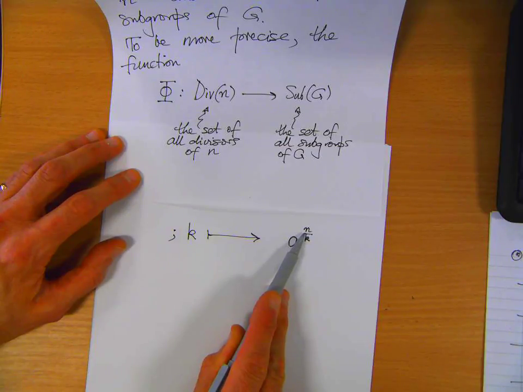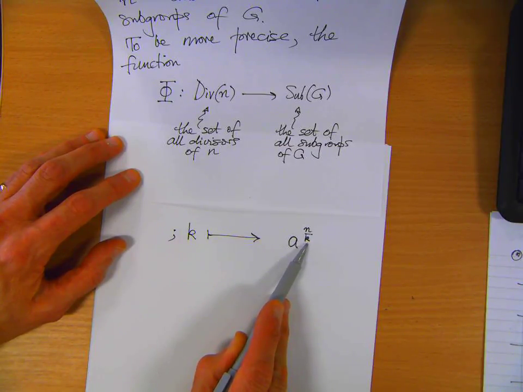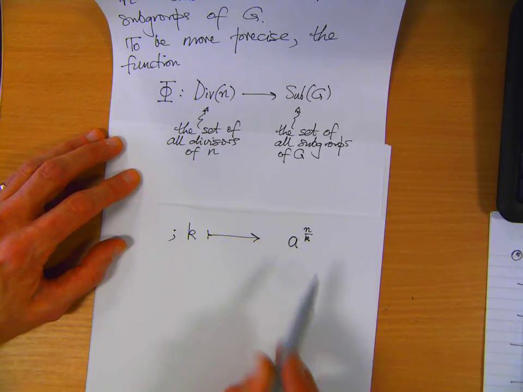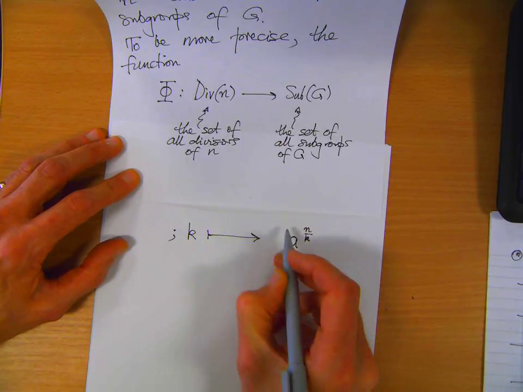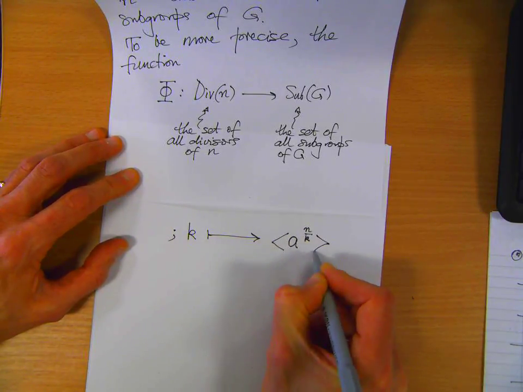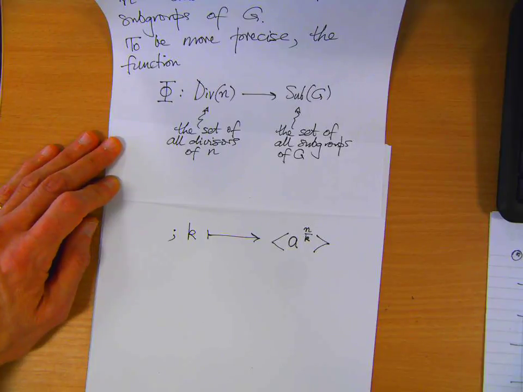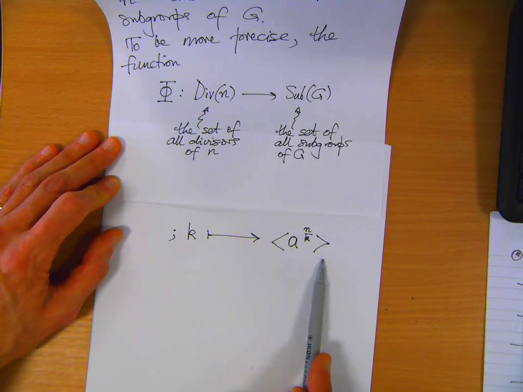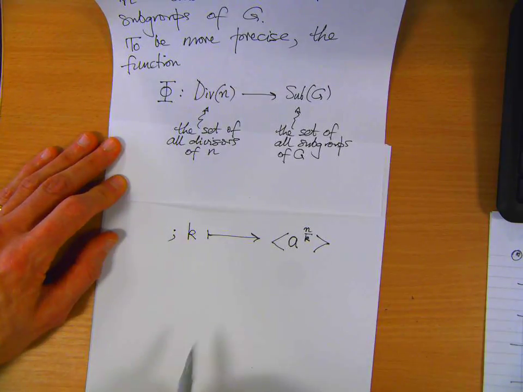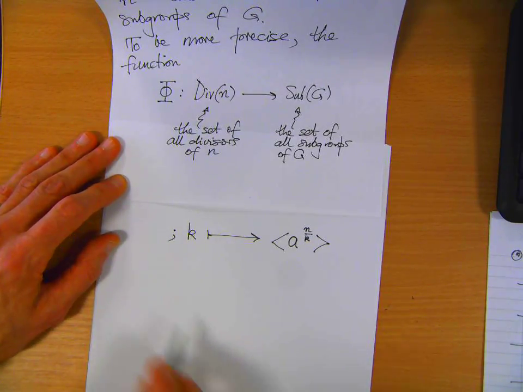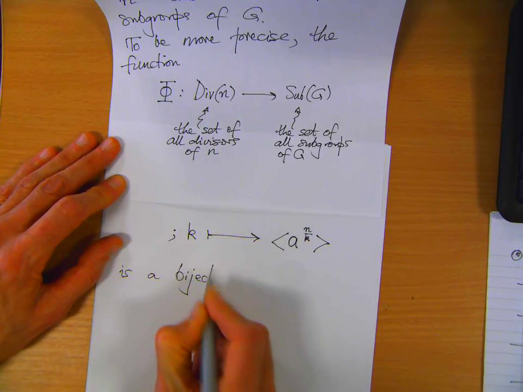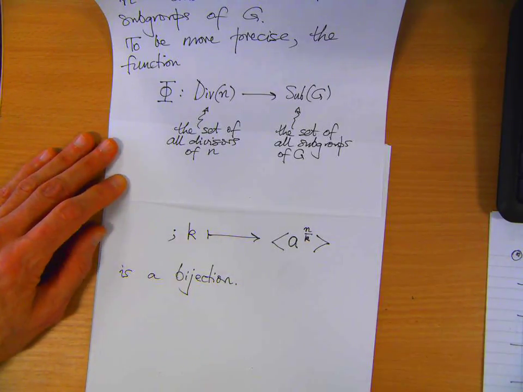N is the order of G. K is a divisor of n, so n over k is a natural number because k is a divisor of n. We look at that power of A, and then we just look at the subgroup generated by that power of A. So this is a subgroup of G. And the claim is that this function is a bijection. In other words, a one-to-one correspondence.